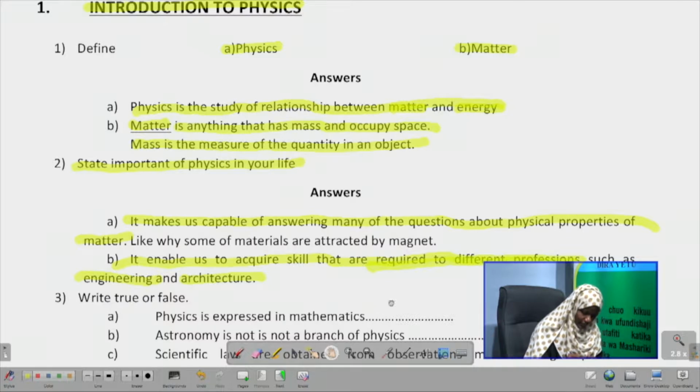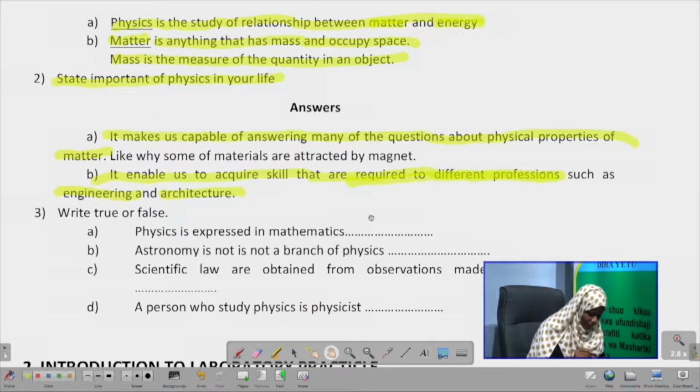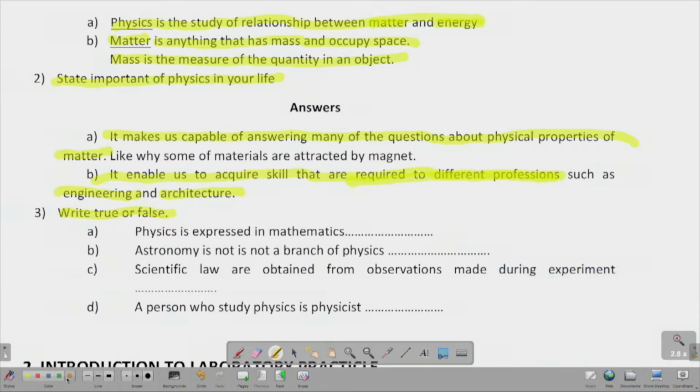Okay, good. Let's continue with our third question, which says we should write true or false. Good. Okay, let's see. A says physics is expressed in mathematics. Okay, so it says physics is expressed in mathematics. Is this true or false?